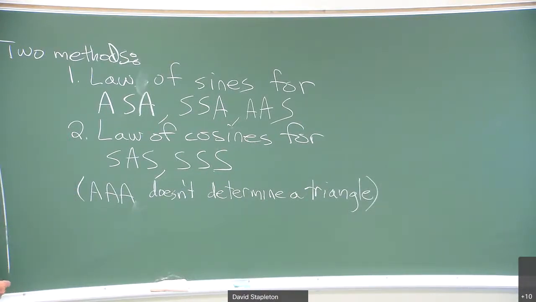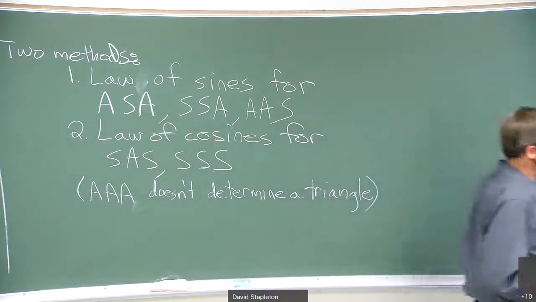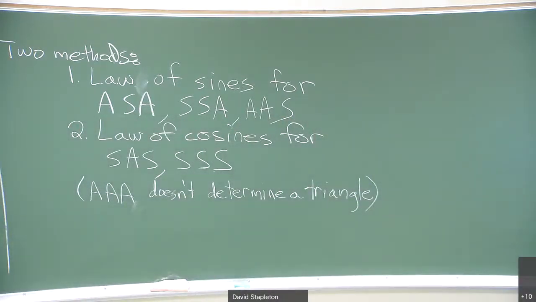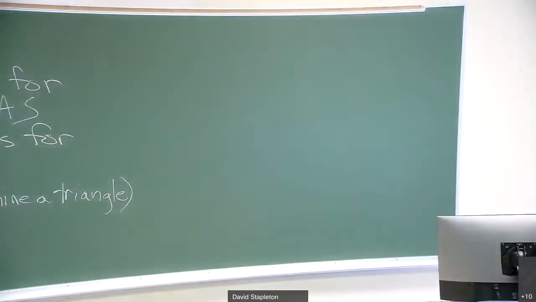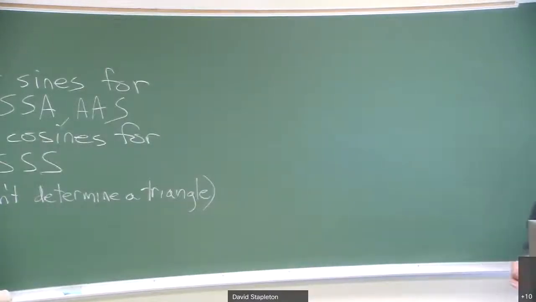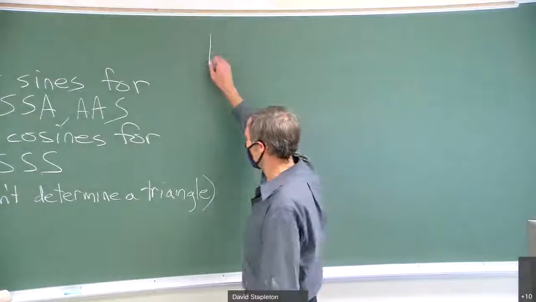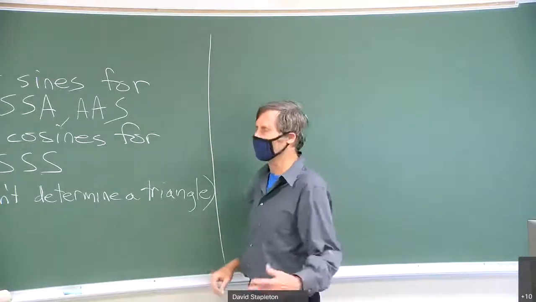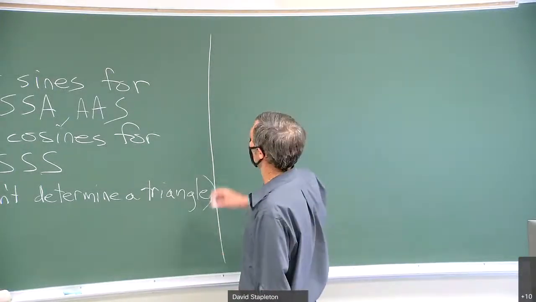Here's the law of sines and law of cosines. Between them they cover all the cases except for the one that doesn't determine a triangle anyway. That's where we're going. We're going to do these two laws and between them solve these oblique triangles quickly. Stop me as you have questions. Today we're going to do most of the law of sines. I don't even think we're going to finish it. Tomorrow we'll finish the law of sines. Thursday we'll finish the law of sines and do the law of cosines.